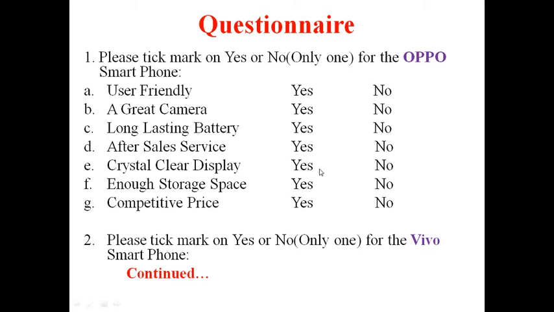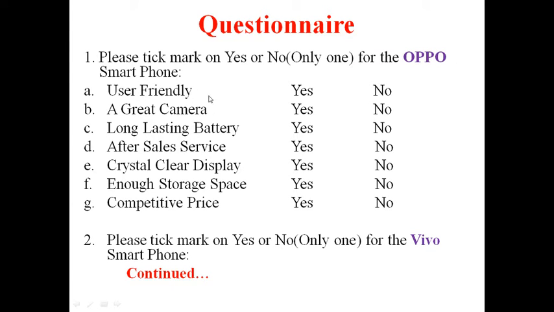Now you can see here how you will collect the data, how you will ask the questions to the respondent. I have given one example: please tick mark yes or no, only one, either you have to tick mark yes or no for the Oppo smartphone. So we are asking the customer, is the Oppo smartphone user friendly?